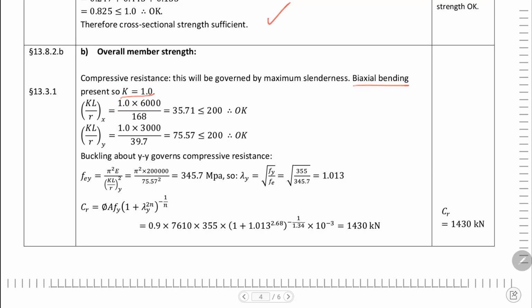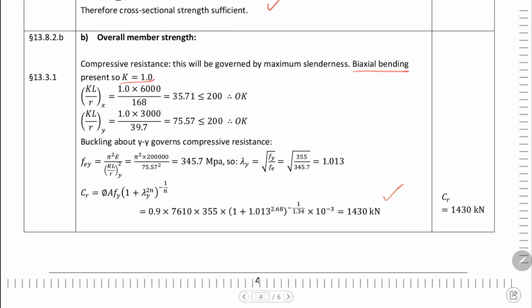The code says if you've got biaxial bending, your effective length K is 1 irrespective. You always take K as 1. So now I'm going to work out my slenderness about both axes, both okay, buckling about Y governs, and then now I get my compressive resistance as we have previously determined. You can refer to previous lectures for that. So it's a doubly symmetric section, so I'm only checking buckling about Y or X, and we found that Y governs because of the higher slenderness.